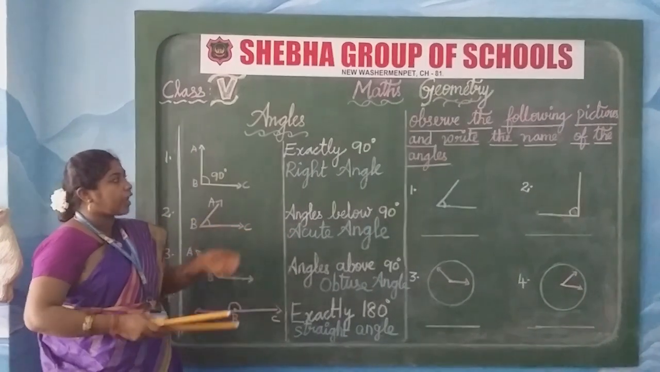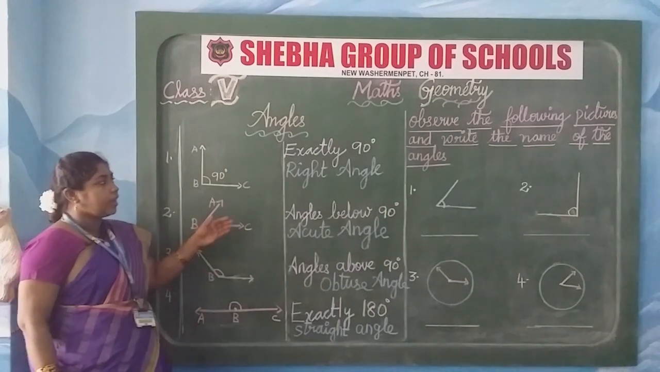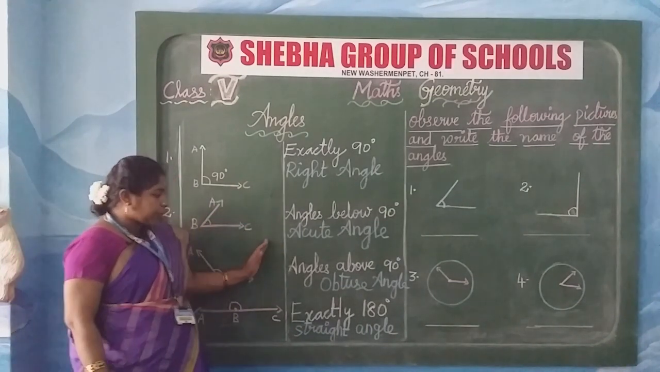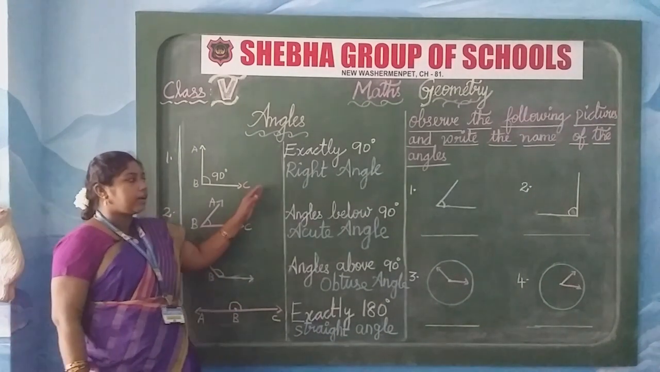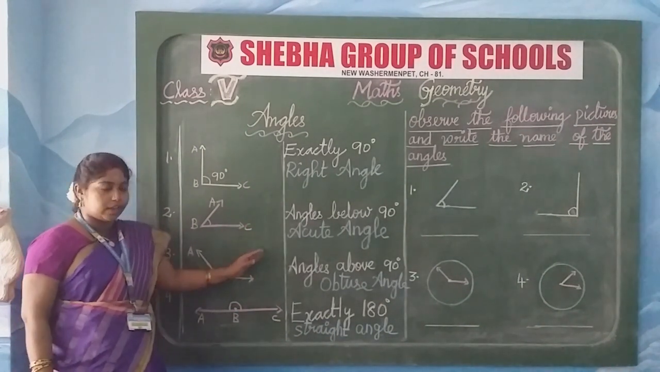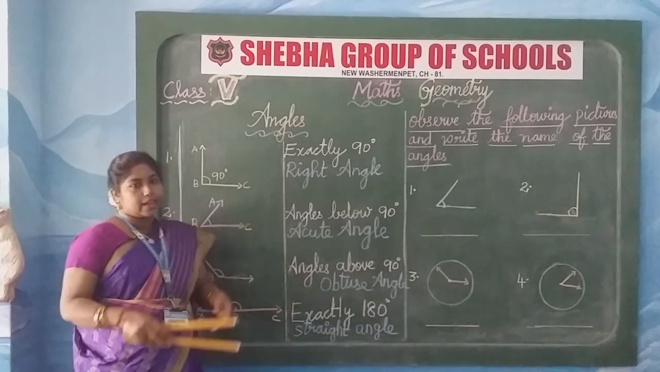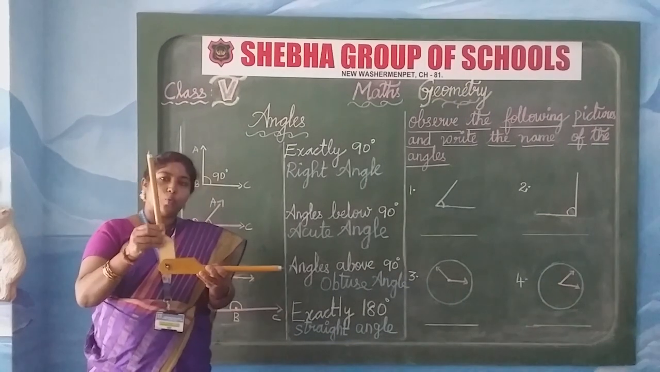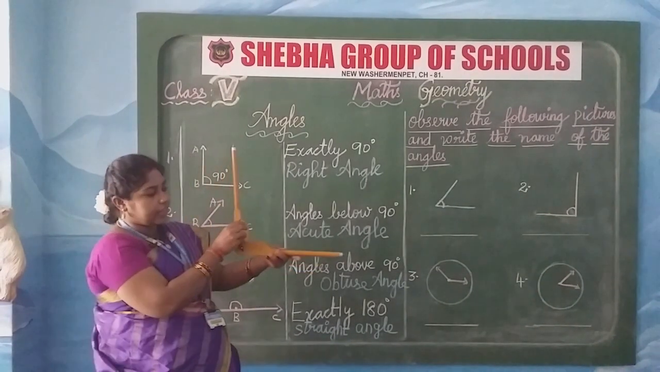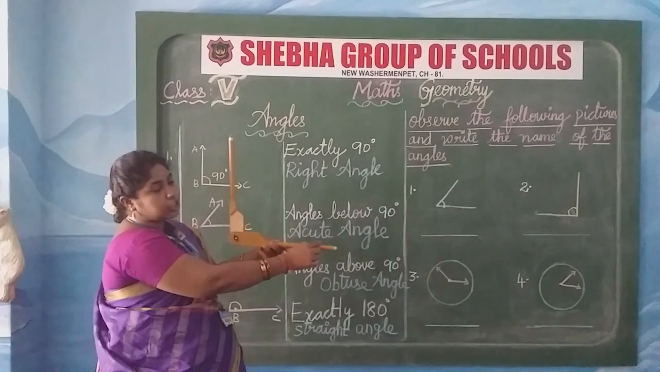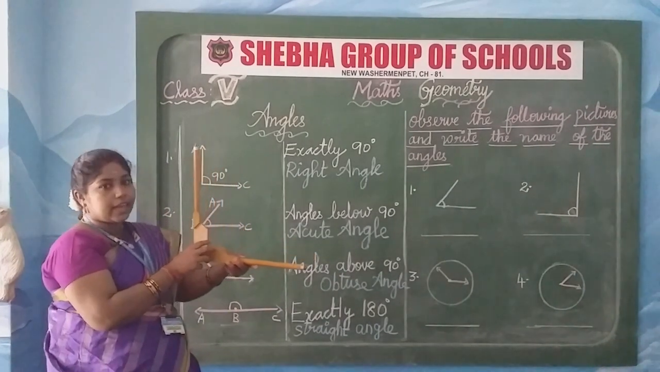There are types of angles. Let me explain, children. Right angle, acute angle, obtuse angle and straight angle. The angle which measures exactly 90 degrees is called a right angle.